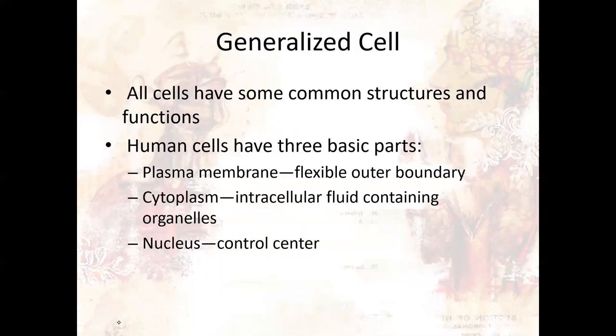Now, we're going to be talking about the generalized cell. All cells have some similar functions and pieces, and that's what we're talking about. So, things we need. People cells have three big things. A plasma membrane that separates the inside and the outside of the cell. Cytoplasm, all the stuff that's on the inside. And most cells will have a nucleus.